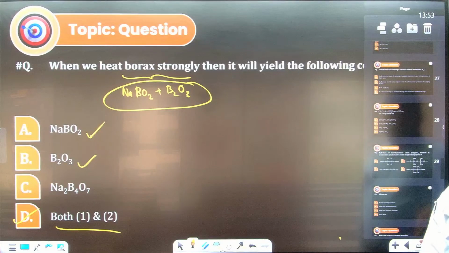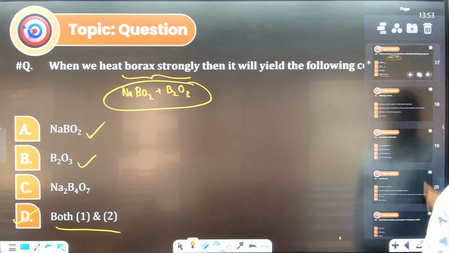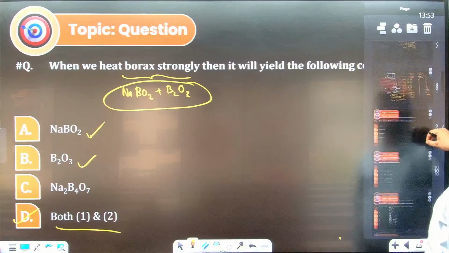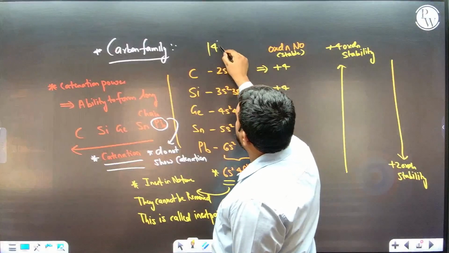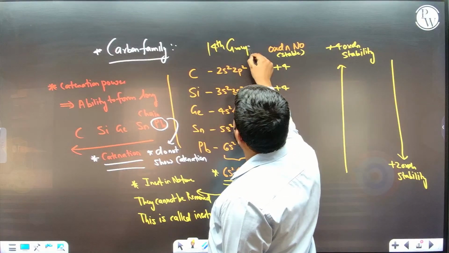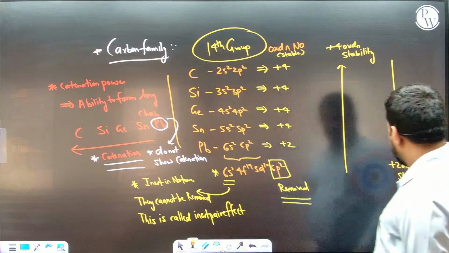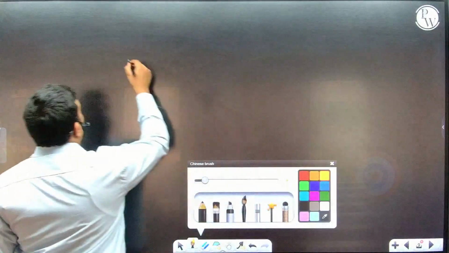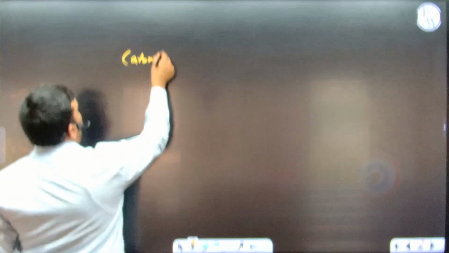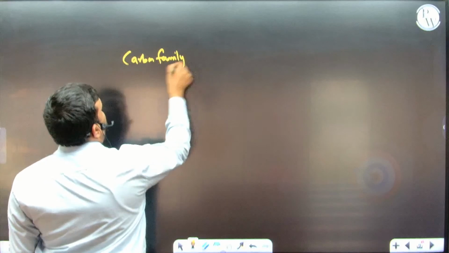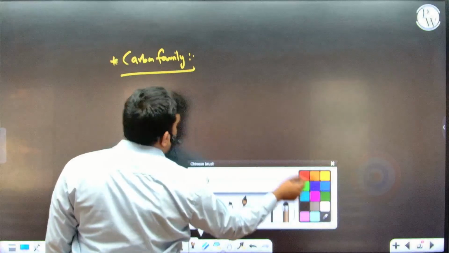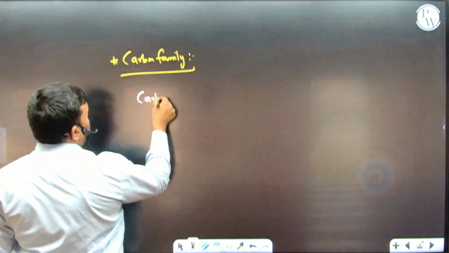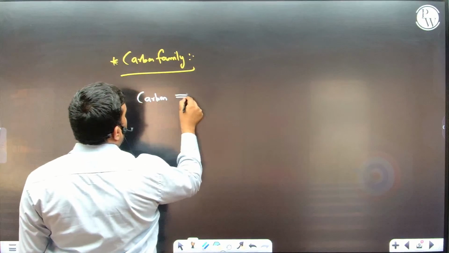So let us move forward now. We were discussing the carbon family, that is the 14th group. Let us see one by one. Now I am talking about the carbon family. Everybody knows this carbon, it exists in many allotropes.